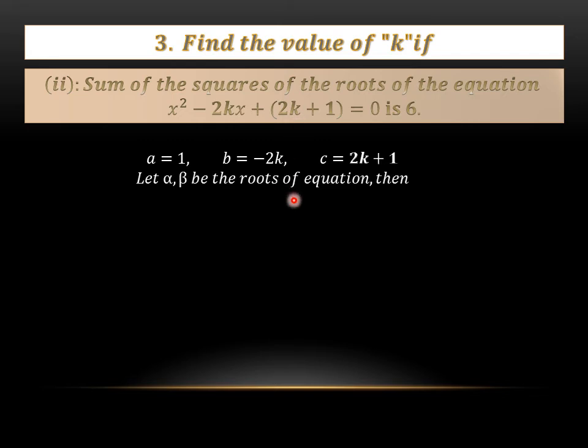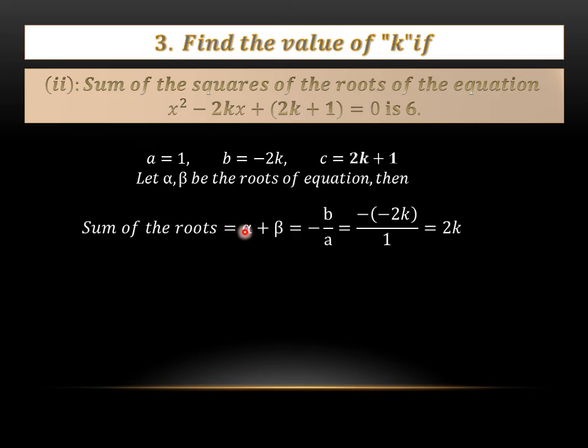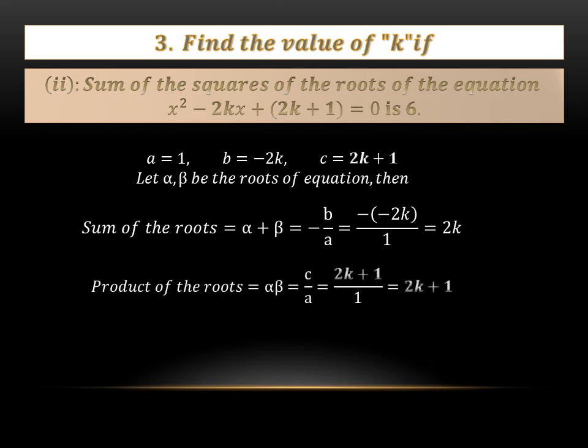Let alpha and beta be the roots of the equation. Then the sum of the roots will be alpha plus beta. The formula is minus b over a. Putting the value of minus b, which is minus into minus 2k, over 1, we will get the sum of the roots as 2k. Finding the product of the roots, alpha beta, the formula is c over a. Putting the value of c, which is 2k plus 1, and a is 1, we will get the answer 2k plus 1.